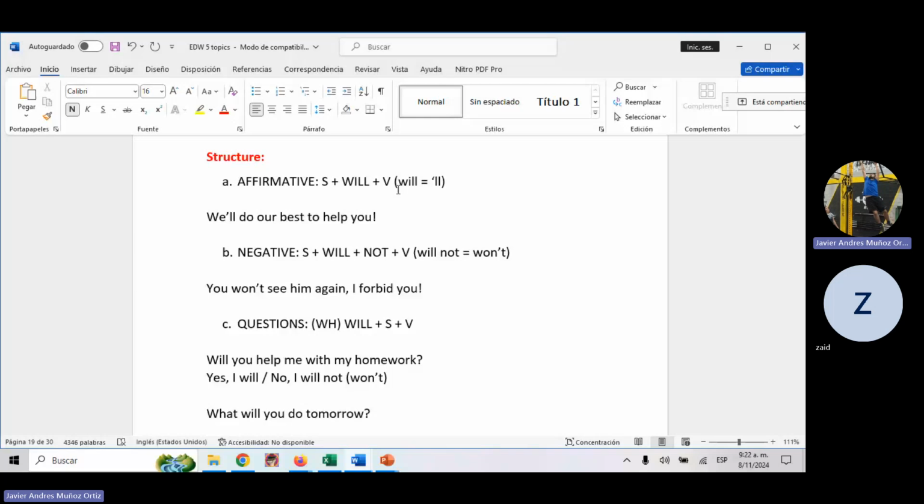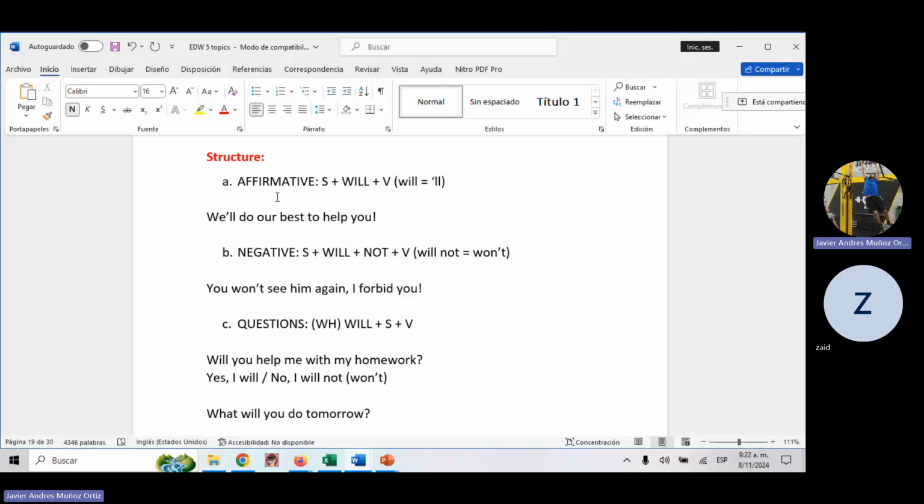Examples of affirmative and negative sentences. I forgot to mention this. For example, this is a promise in an affirmative sentence. When you call your cell phone company, whatever it is, because you are having an issue, they say, we will do our best to help you to solve this issue as soon as possible, right? They are making a promise.